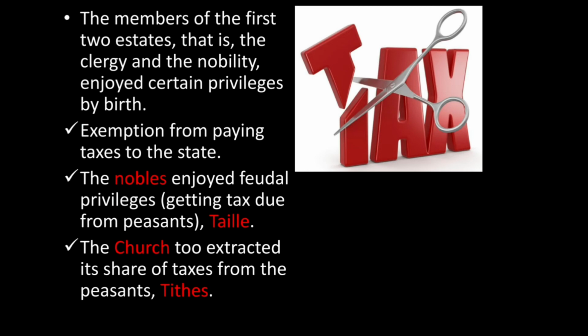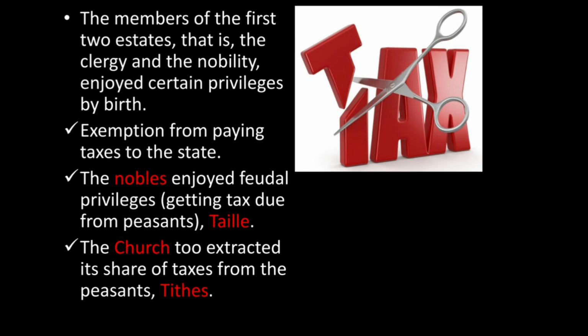Now the problem is that the members of the first two estates, that is the clergy and nobility, enjoyed certain privileges by birth. The nobility and the clergy people were privileged. They enjoyed certain facilities by birth because of their belonging to the first or the second estate. What are those privileges? First, they were exempted from paying taxes to the state. They did not have to pay any tax.